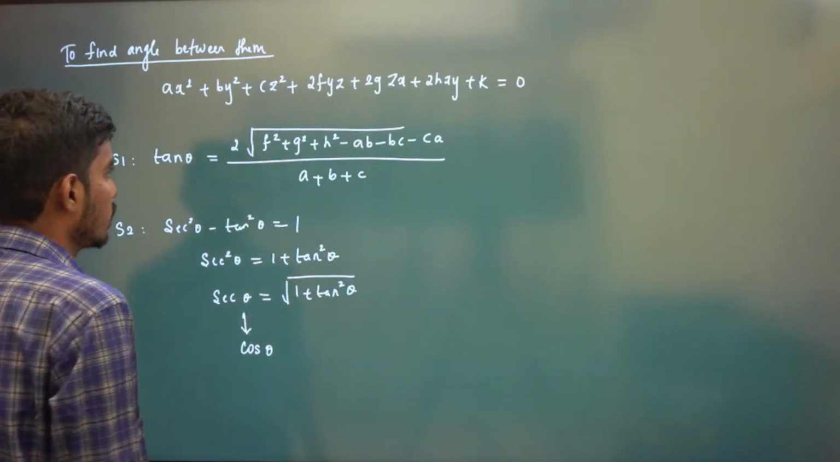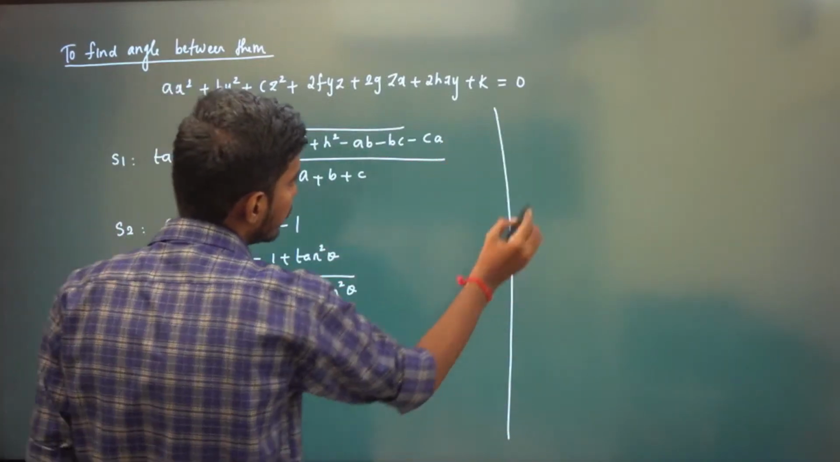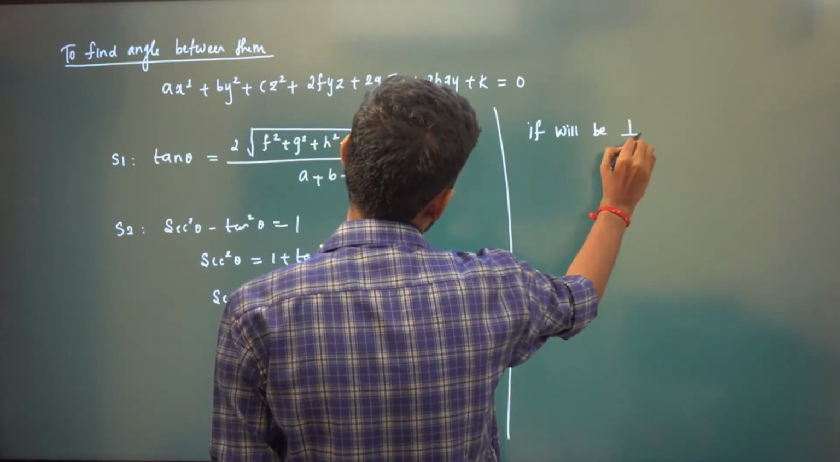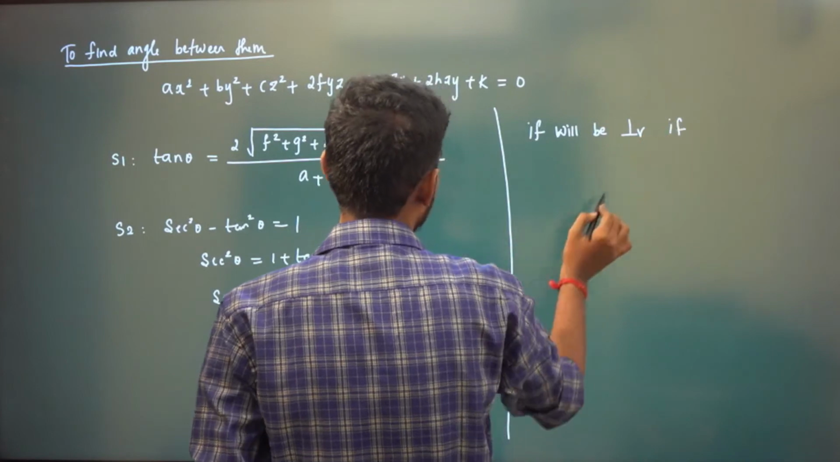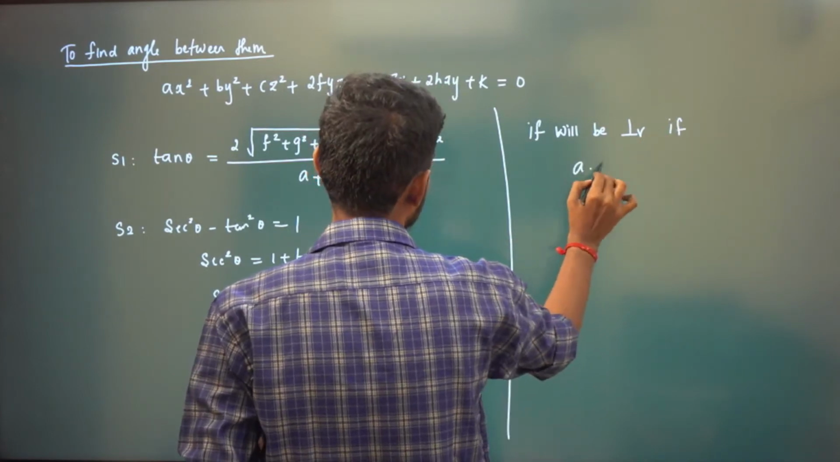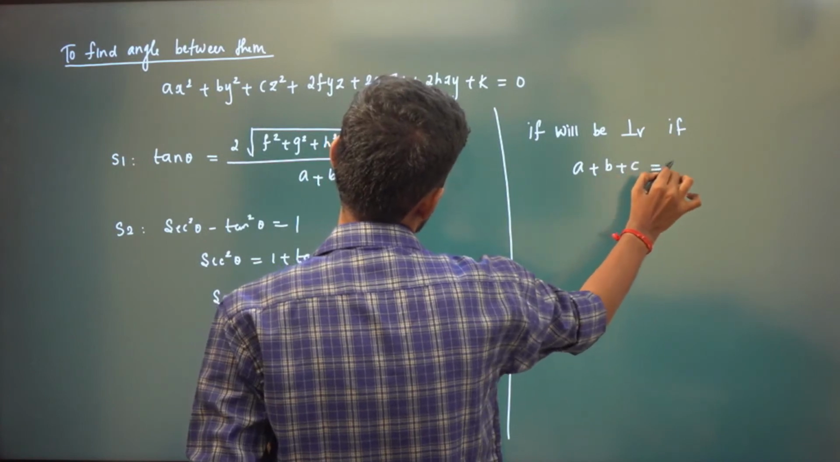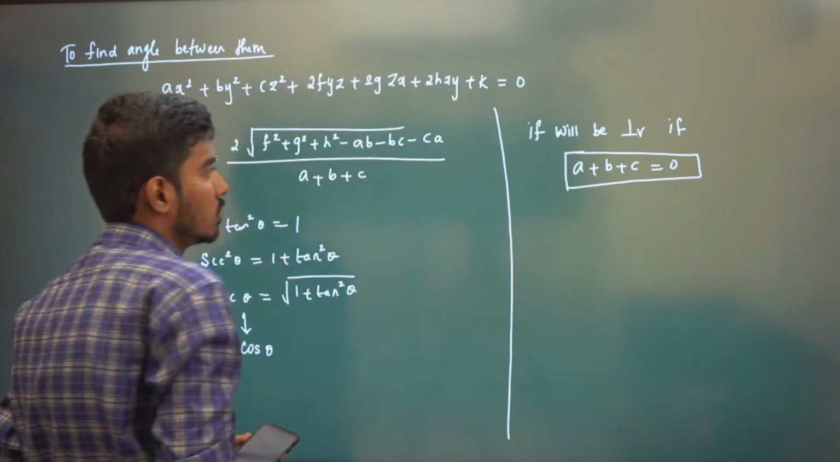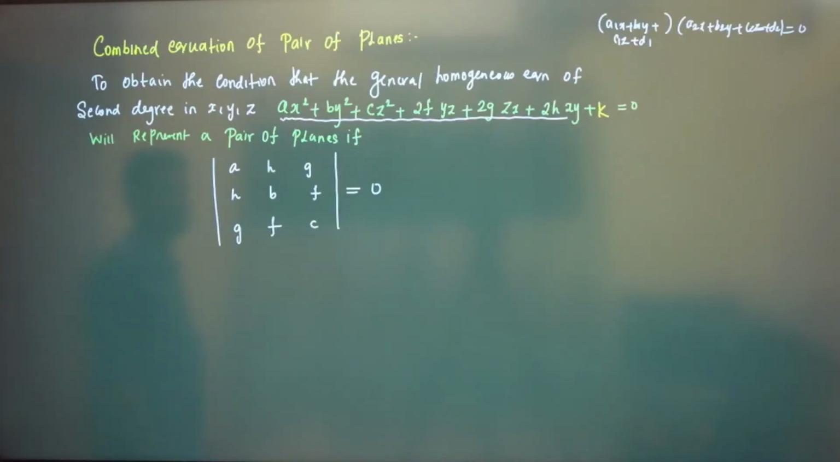And it will be perpendicular. That is, the two planes are perpendicular if a plus b plus c is 0. Just understand these two slides.